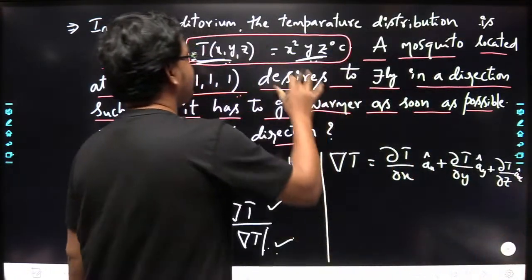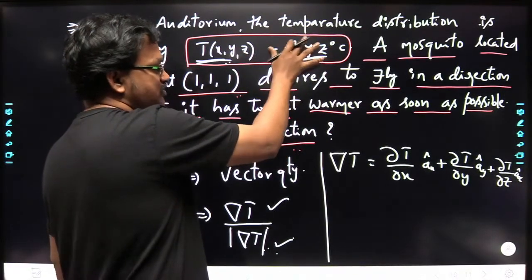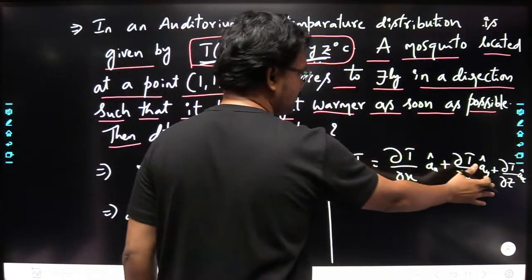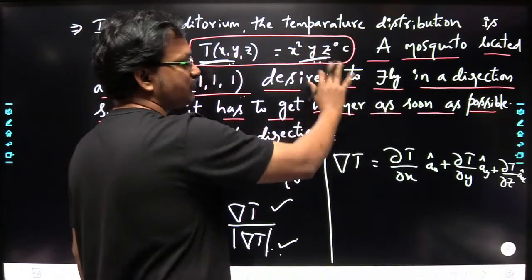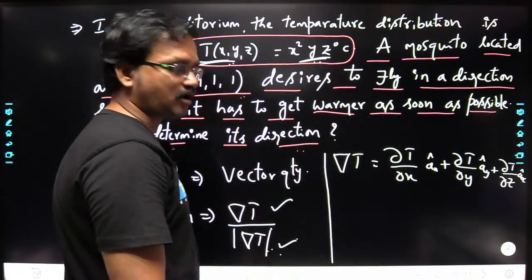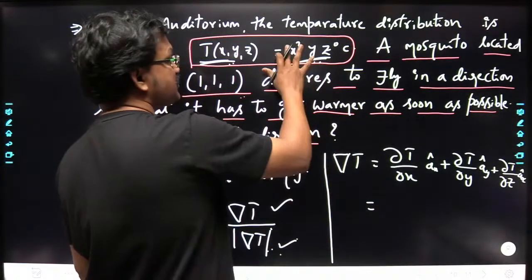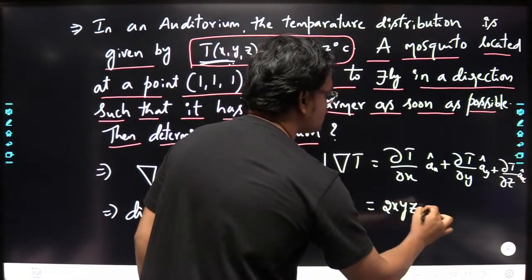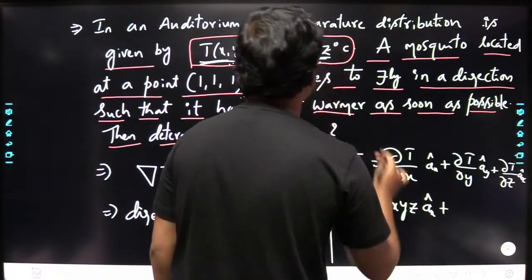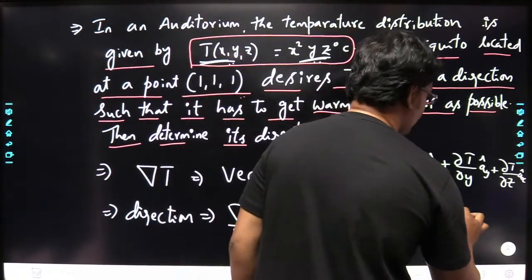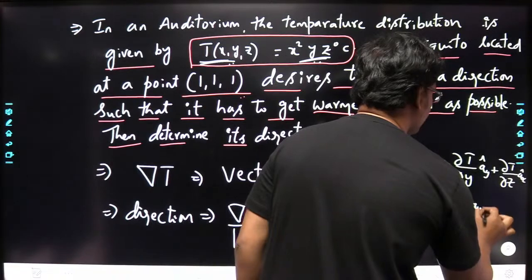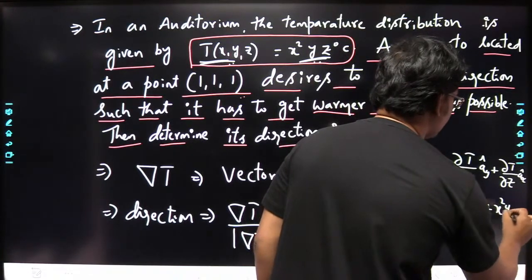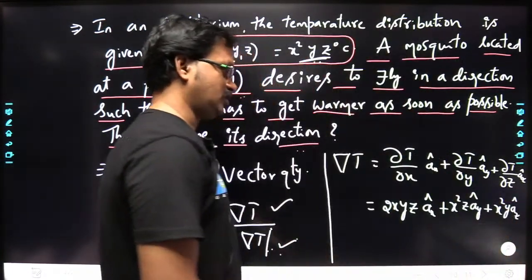So take this temperature function, the total function, and differentiate with respect to x. You are going to get the x component. If you take the total function and differentiate with respect to y, you will get the y component. If you differentiate with respect to z, you are going to get the z component. So differentiating with respect to x you will get 2xyz ax cap, plus with respect to y you will get x square z ay cap, and with respect to z you will get x square y az cap. So this is gradient of T.